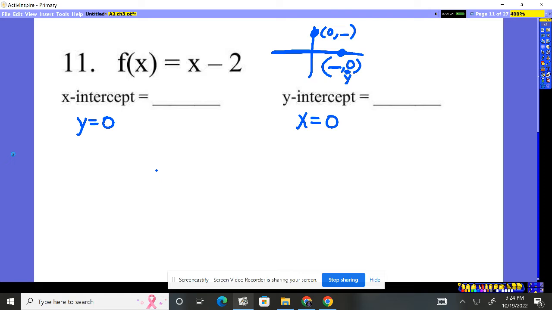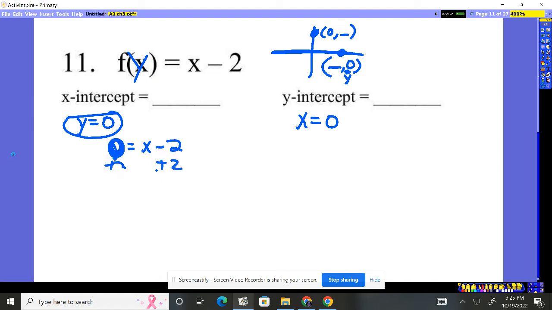Now, it says f of x, function notation. That's the same as y. So this equation is the same as y is equal to x minus 2. Find us the x-intercept and the y-intercept. Okay, so we have this equation. You already know y's value has to be what? 0. So I'm going to replace that y with a 0, and then I can solve for x.